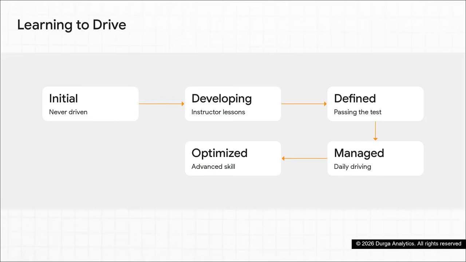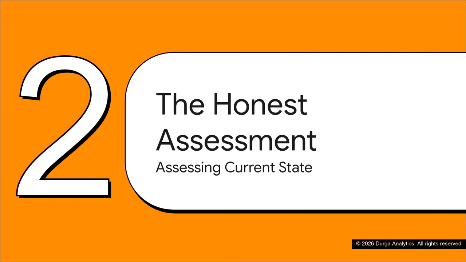You can think of this whole concept just like learning how to drive a car. You can't skip your very first lesson and jump straight into high-speed defensive driving, right? Initial is literally having never sat behind the wheel. Developing is taking those early lessons with an instructor. Defined is finally passing your driving test. Managed is your confident, safe daily commute. And optimized, that's advanced, near automatic expert skill. Governance works the exact same way. You have to climb it step by step because each level is fundamentally built on the foundation of the one right before it. Which brings us to Part 3, the honest assessment.